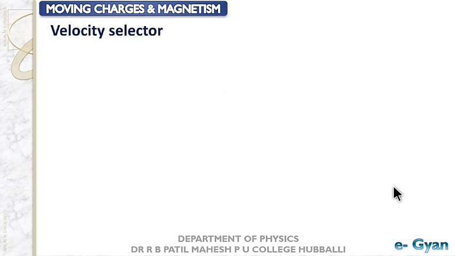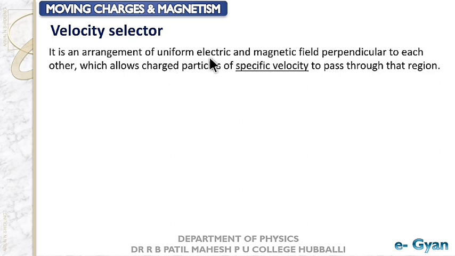Moving ahead, let us study the velocity selector. Velocity selector is an arrangement of uniform electric field and magnetic field perpendicular to each other. In this region, the perpendicular electric field and magnetic field allow charged particles of only a specific velocity to pass through. Such an arrangement we call a velocity selector. This device or method will be helpful in picking up charged particles of only one specific velocity.